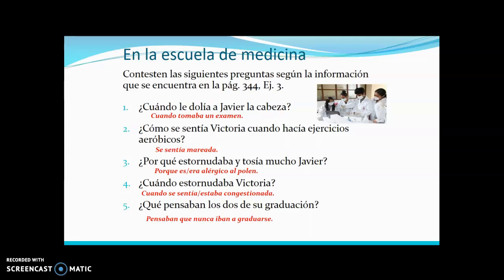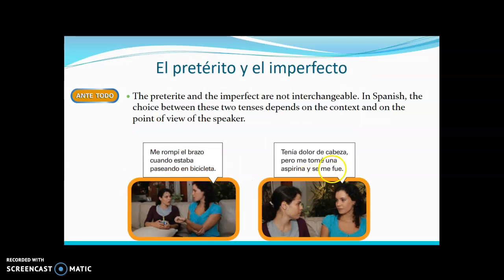Okay? And so all of those, we could see the different uses of the imperfect. Now, the biggest issue that comes into play is the differentiation between the preterite and the imperfect. Okay? They are not interchangeable. Okay? The choice between the two depends on the context and the point of view of the speaker or writer. And so I like to say about 10% of this is black and white, 5% preterite, 5% imperfect. The other 90% is gray, depending on the context and what you're trying to say.